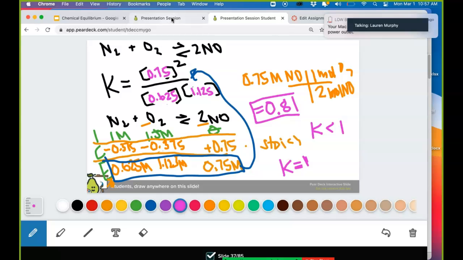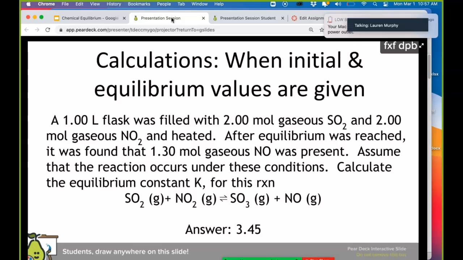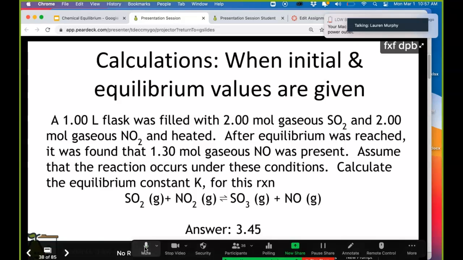All right. So let's try another one. So this one says calculations when initial and equilibrium values are given. So this is the same kind of problem. So go ahead and read it over. Give me 1 second. I need to get my charger.